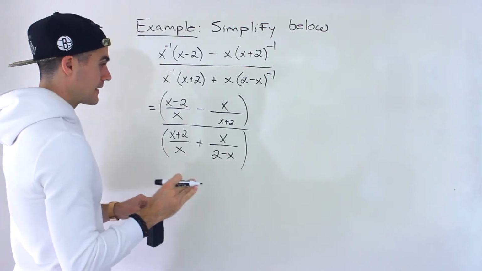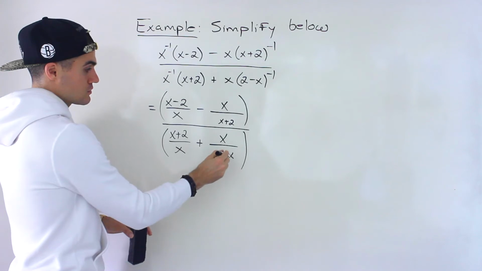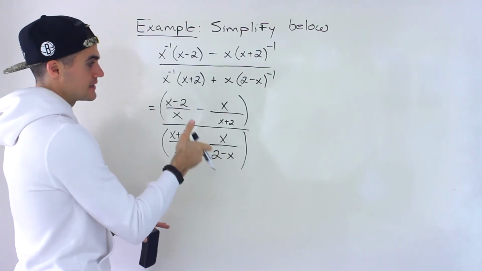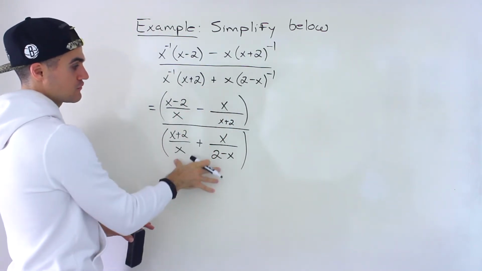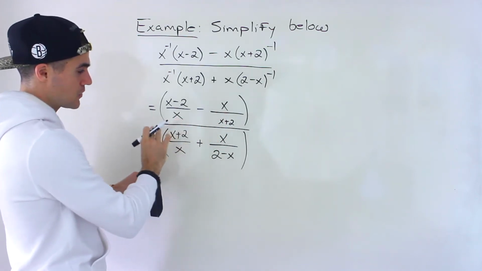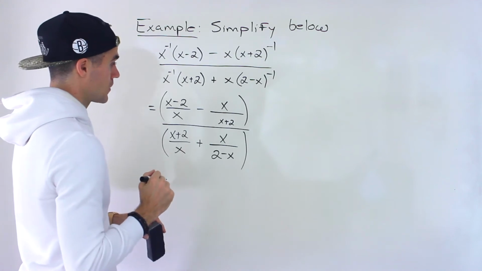Now from here we can get some restrictions, like notice x can't be 0, x can't be negative 2, x can't be 2. But I would actually wait until we have it in that format where we have a rational expression divided by another one to get the restrictions then, because there's going to be a couple of restrictions that we can't see right now that are going to come in later as well.